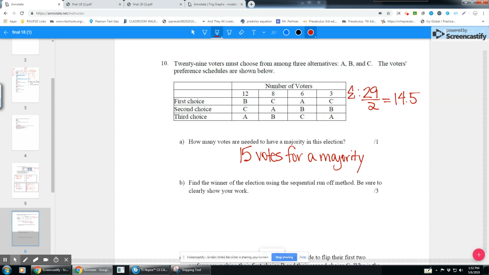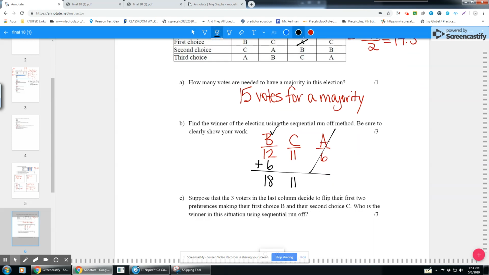Find the winner using sequential runoff. So that's the one where you keep everybody. B, C, A. B has 12 votes. C has 11 votes. A has 6. So of these, the worst is A. And we're going to say in the A column, B came up next. So now that is 18 to 11. B is the winner.